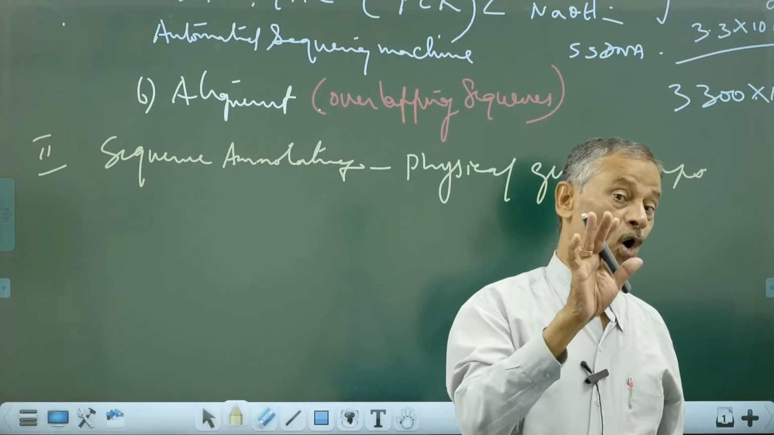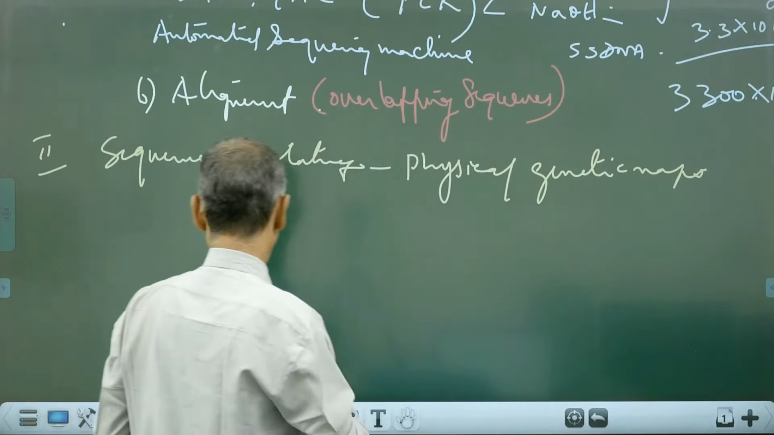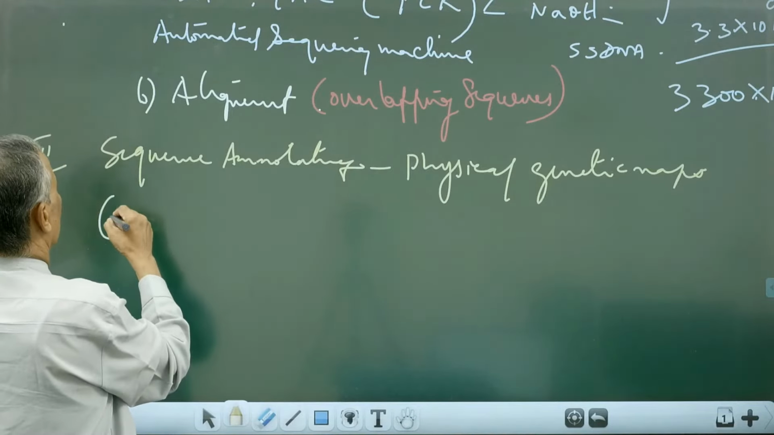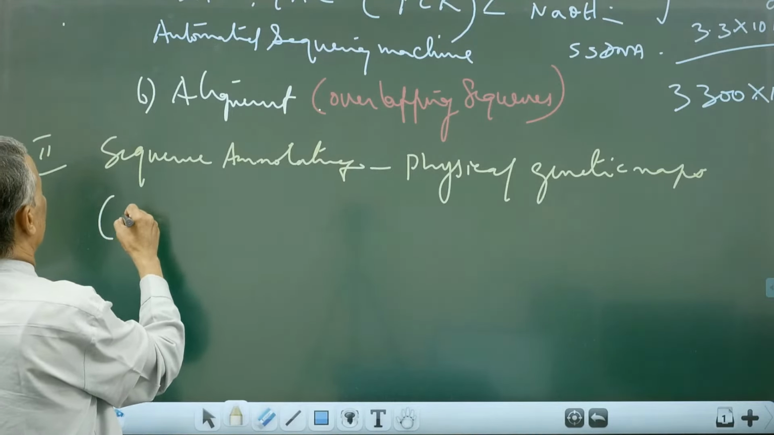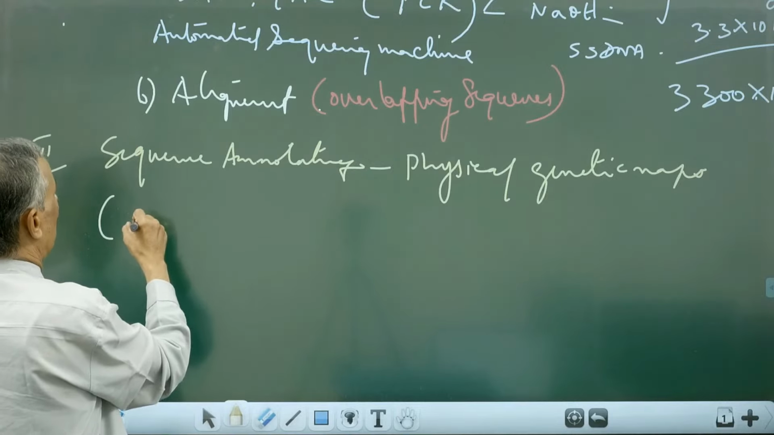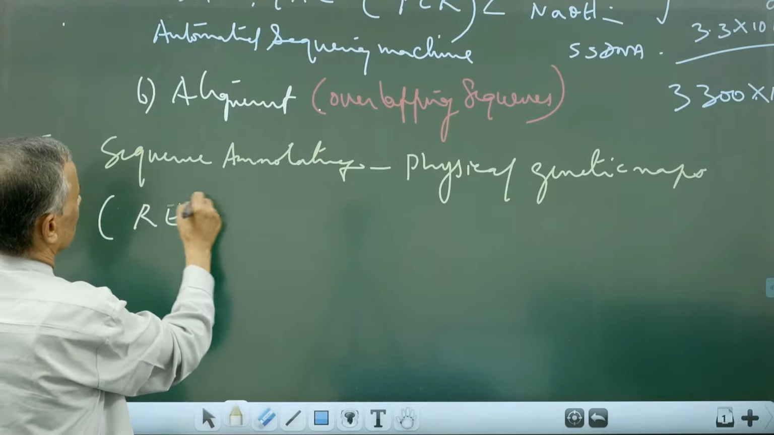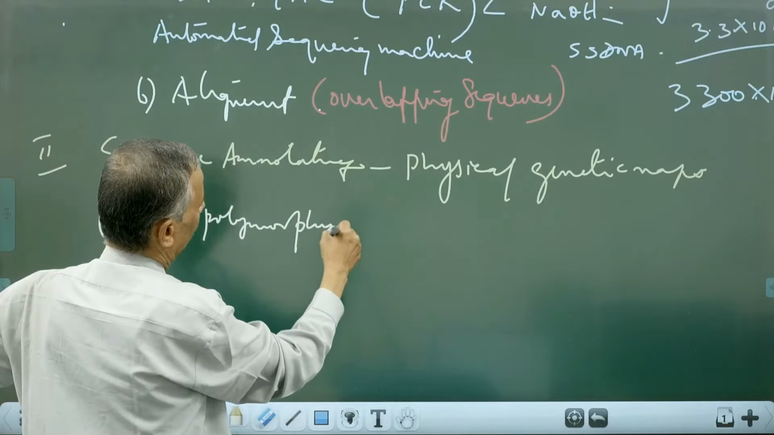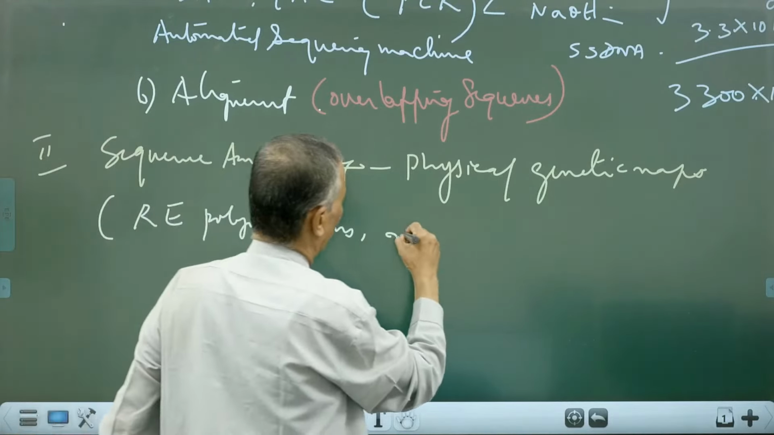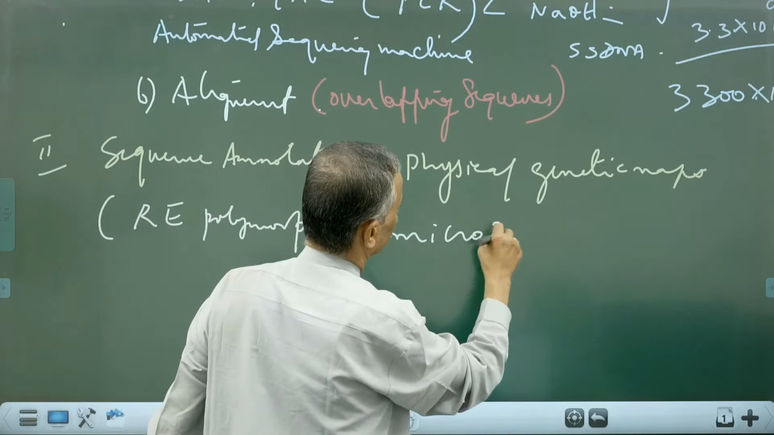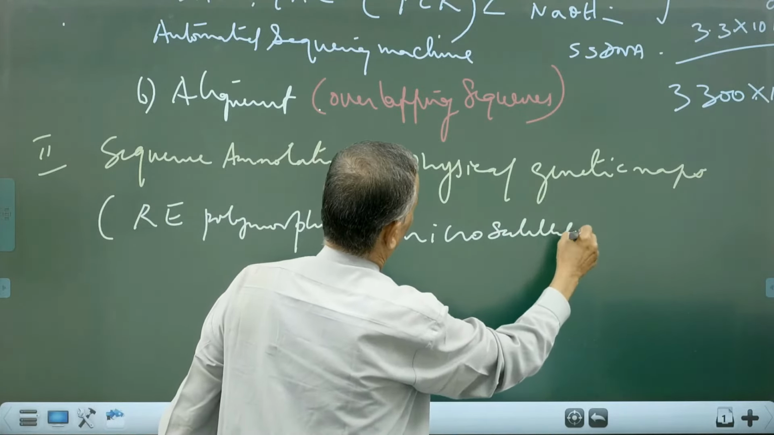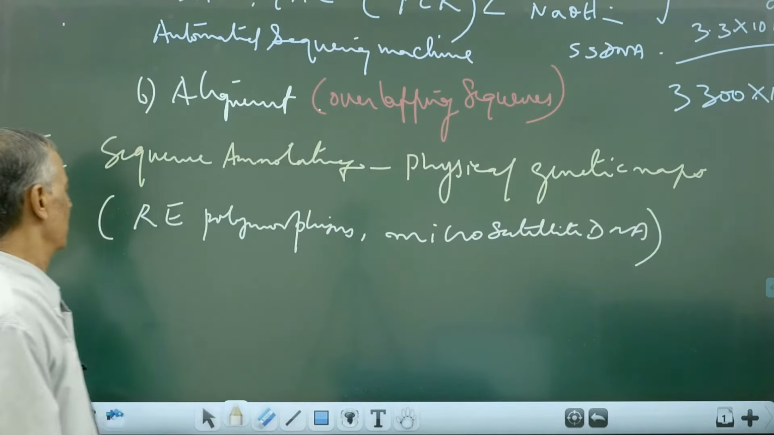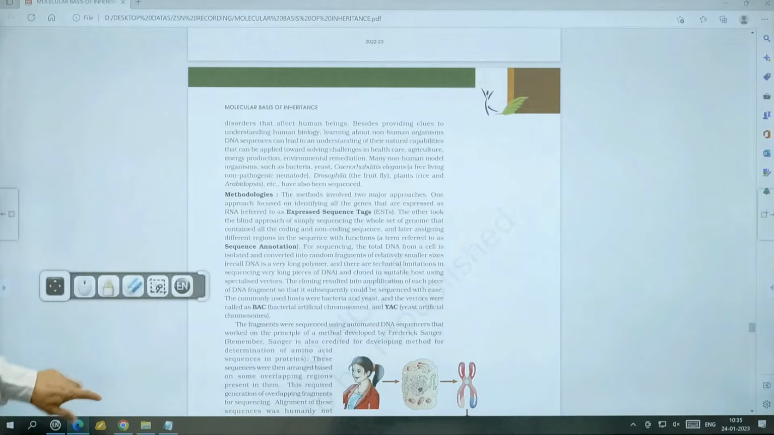That is not assisted by computer, but it is based upon some characters like DNA restriction enzyme polymorphism, and based upon some microsatellite DNAs. So it is based upon these two properties.